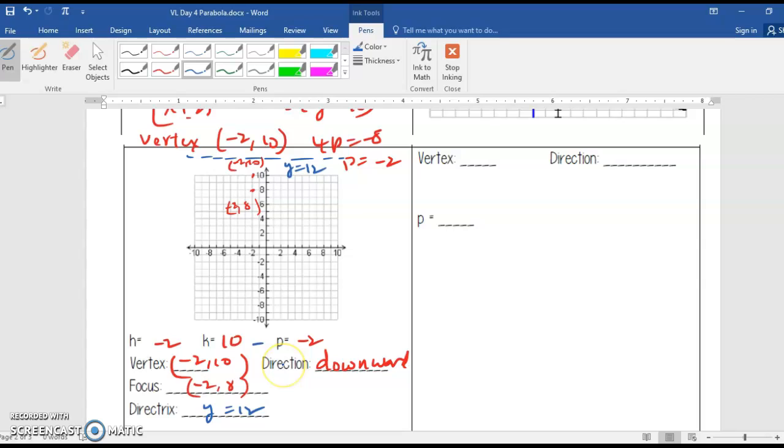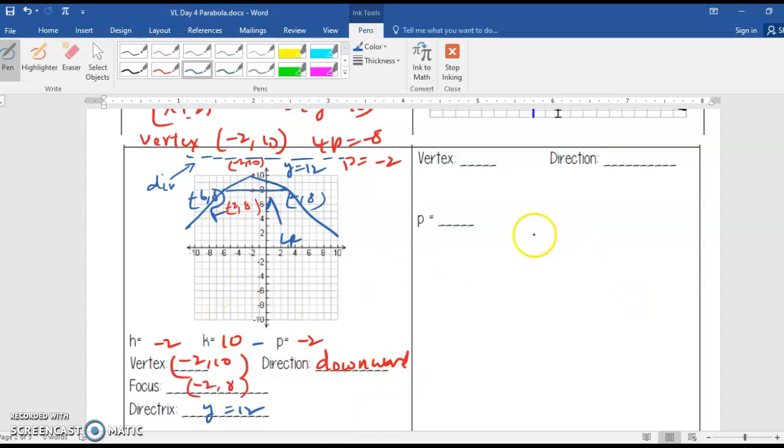And we need 2 more points. For 4P is 8, yeah, it is negative 8, but the total length of the latus rectum is 8. So on the focus, you have to go 4 units to the right, which is here, 2 and 8, and 4 units to the left, which is going to be negative 6, 8. So just draw the curve. That's the latus rectum, and that's the directrix. Right? That's it. And this is the focus.